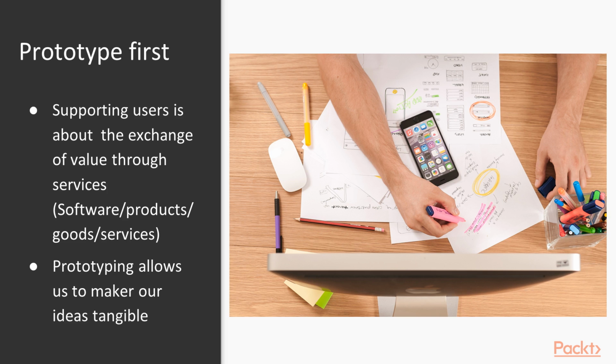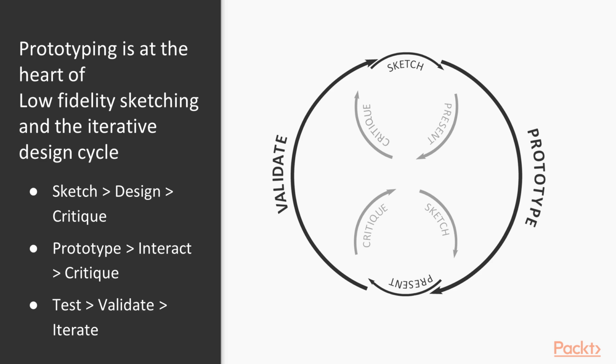Prototyping allows us to make our ideas tangible. We start with really cheap materials like paper as a way to quickly get at that relationship. Now, prototyping is at the heart of our low fidelity sketching idea. It's the starting process of our iterative design cycle. We sketch, we present, we critique, we review these things over and over again.